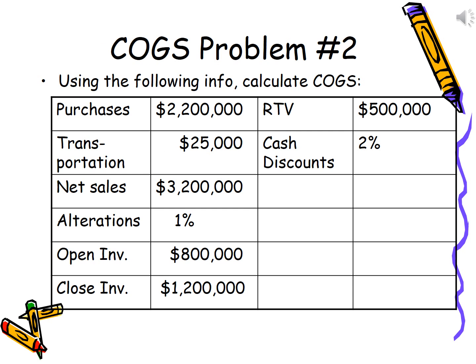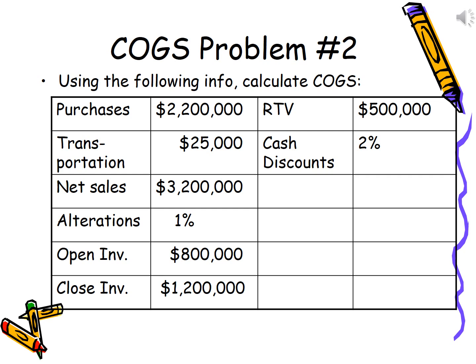Okay, since the cost of goods sold calculation is a little bit complex with a lot of elements to think about, let's practice it one more time with this second problem. Let's see what information is given to us. Purchases, again, we need the purchases to calculate cost of goods sold. Transportation, again, we need that. Net sales, do we need net sales to calculate cost of goods sold? No, we don't.